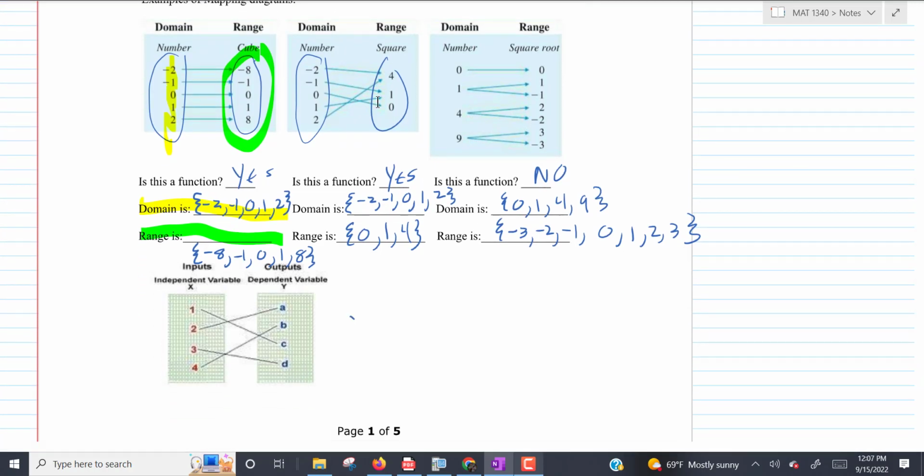So here's one last one right here. This one would be a function, basically for the same reason. These are your inputs, 1, 2, 3, 4. These are your outputs, A, B, C, D. They're all going to one thing. That's the idea.